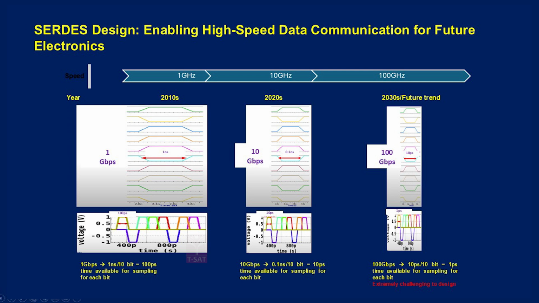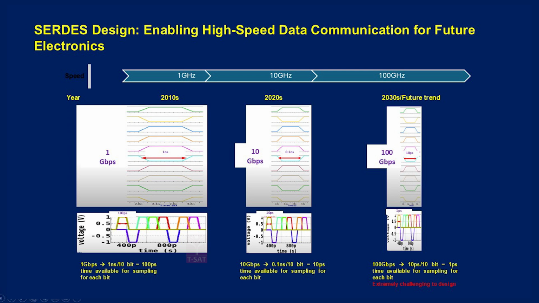It starts from 1 gigahertz. Then around 2010, we were talking about data transfer of 1 gigabit per second. By 2020, we have seen multiple applications that talk about 10 gigabits per second. And from 2020 to 2025 and 2030, we are now talking about 100 gigabits per second and more.